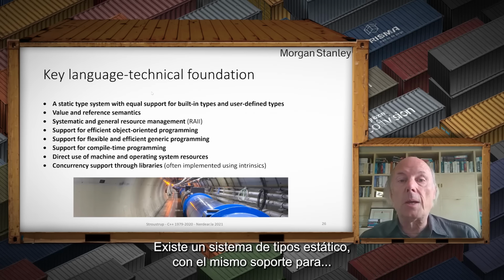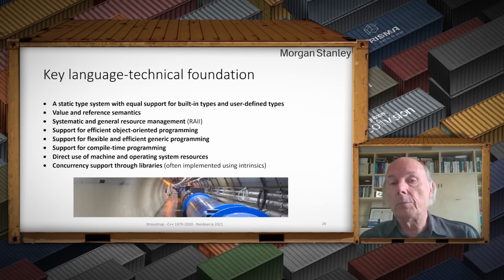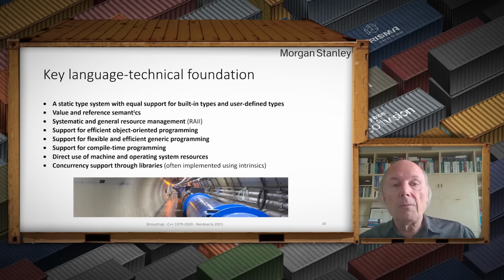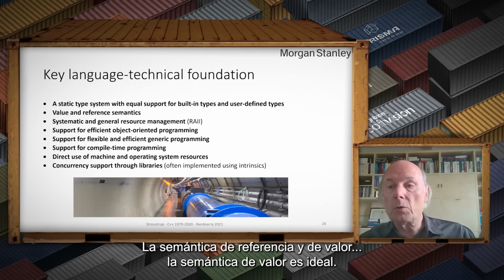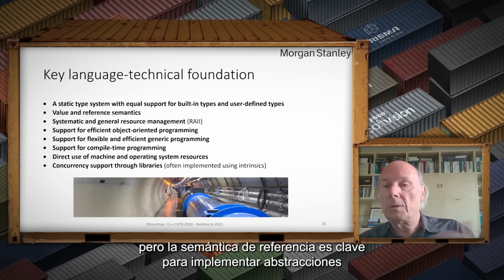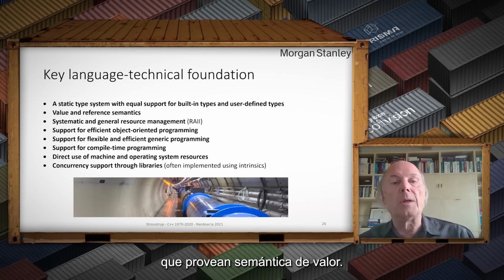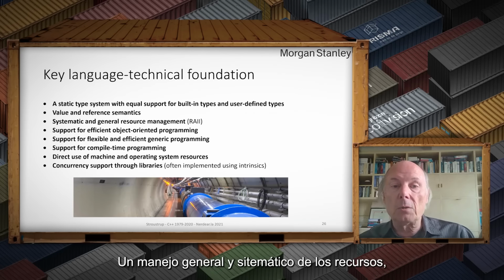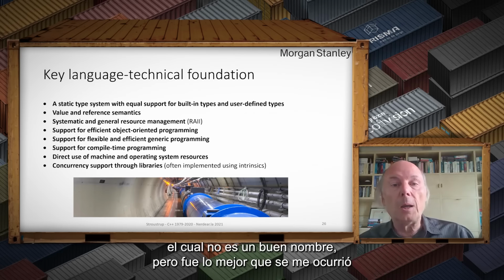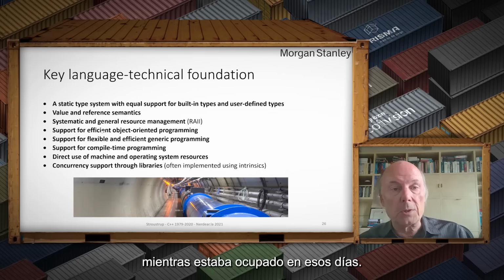There's a static type system with equal support for built-in types and user-defined types. Remember my problems with Simula and C. Value and reference semantics. Value semantics is ideal, like in some of the functional languages, but reference semantics is usually key to implementing abstractions that provide value semantics. Systematic and general resource management, usually known as RAII, resource acquisition is initialization, which is not a very good name, but that was the best I could do when I was busy at the time.